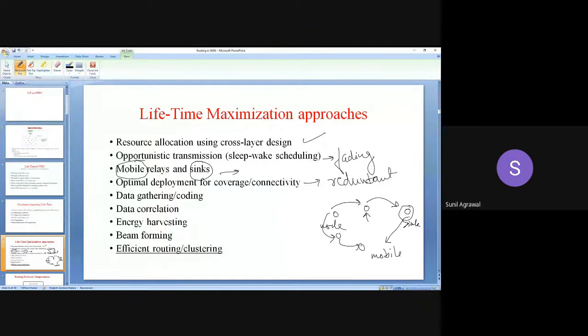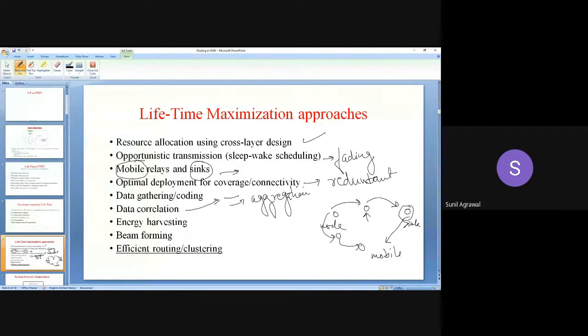Data gathering, or you can say data aggregation. At a particular cluster head or a particular node, it is decided whether the information being sent to the base station is redundant or not. So a particular node may gather data from the proximity nodes and can decide whether the information is redundant or not, and it will provide some coding to compress the data. So compression of data will cause less transmission, less time of transmission, so battery saving would be there, right?